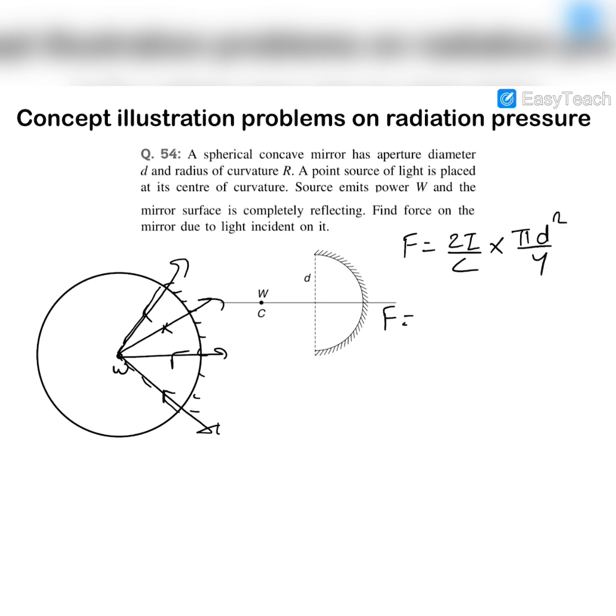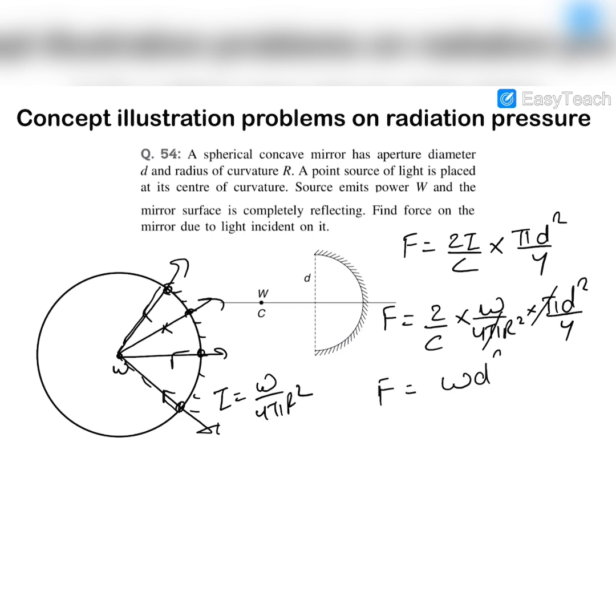So force will be 2 by C, and I is the intensity at these points. The intensity at these points will be the power upon 4 pi r square. So F will be W upon 4 pi r square into pi d square by 4. So this F would be equal to W d square by 8 r square C. This will be the force acting on this mirror. Now we move on to the next question.